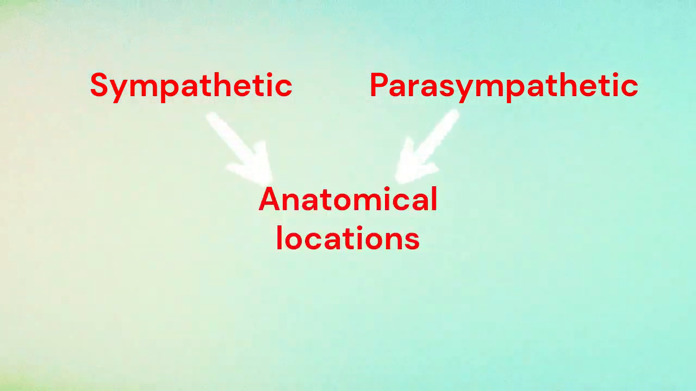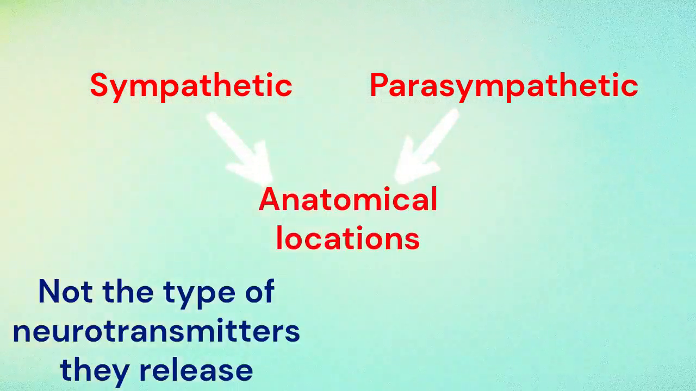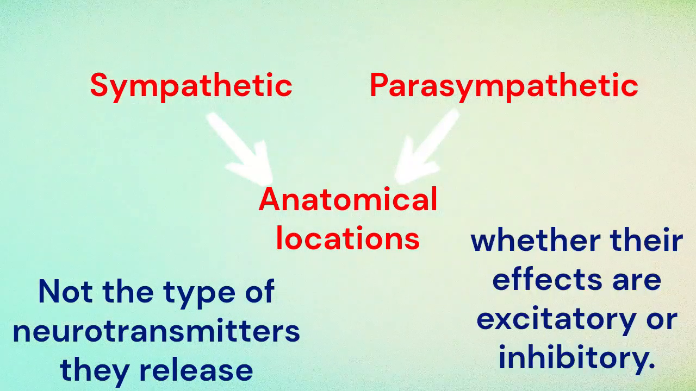Now, here's something important to keep in mind. The terms sympathetic and parasympathetic refer to their anatomical locations, not to the type of neurotransmitters they release or whether their effects are excitatory or inhibitory.